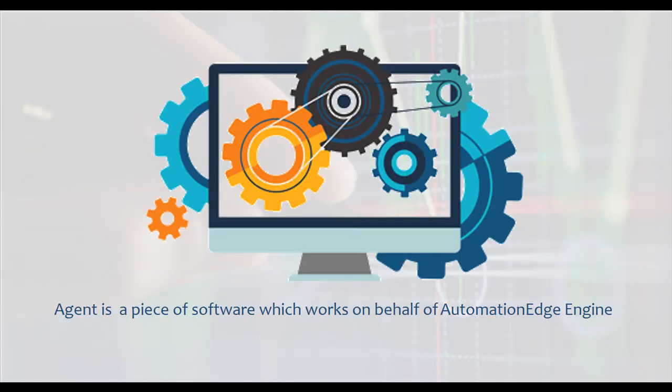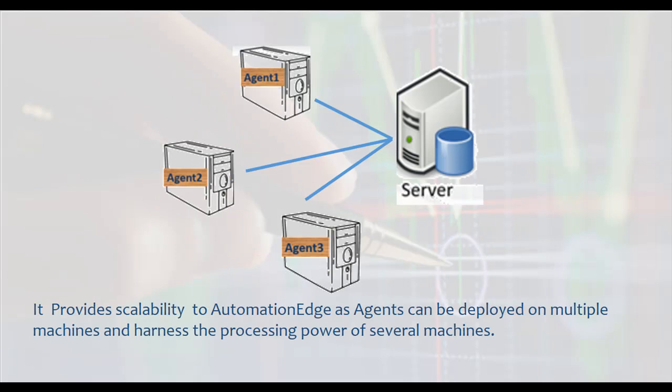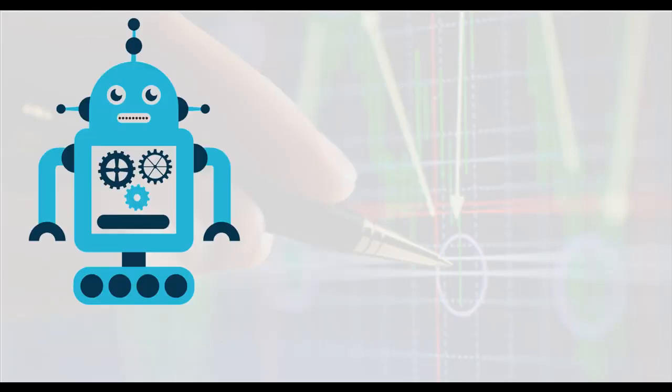So, coming to agents. We all know that an agent is a piece of software that works on behalf of the AutomationEdge engine and executes the workflow. Agents provide scalability to AutomationEdge, as agents can be deployed on multiple machines and harness the processing power of several machines. As you know, an agent has multi-threading capability. Multiple threads can be associated with one agent.